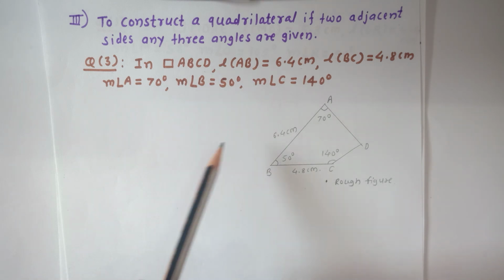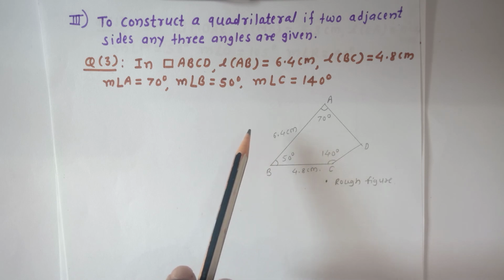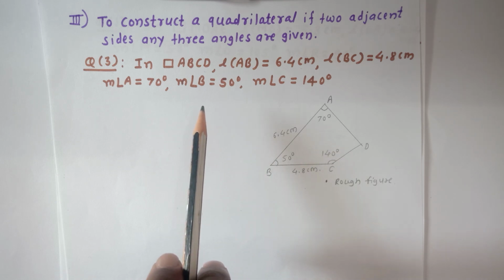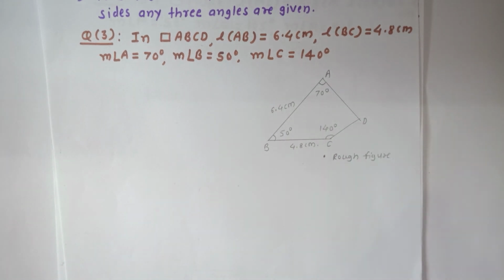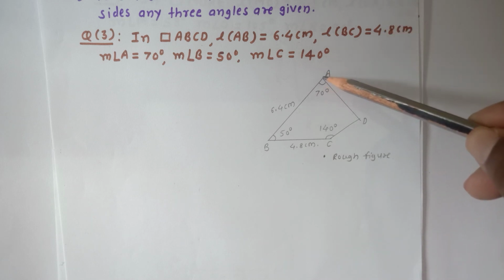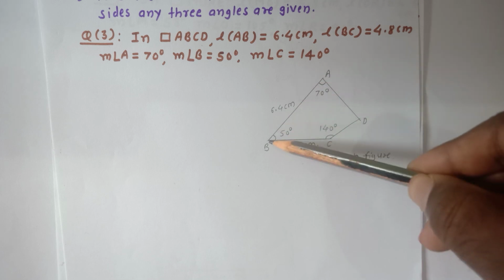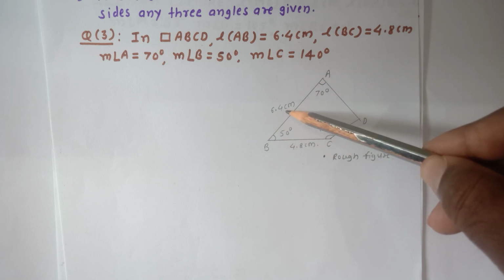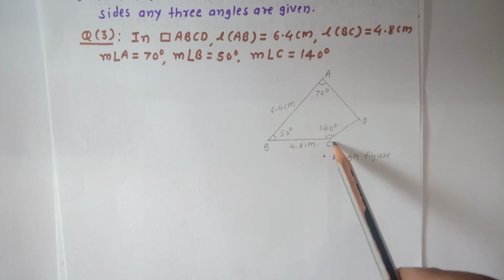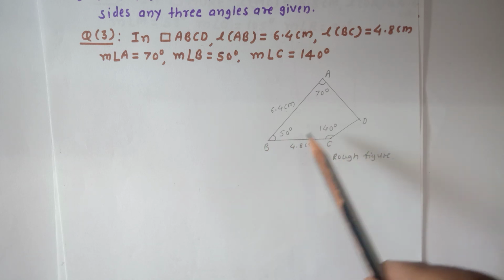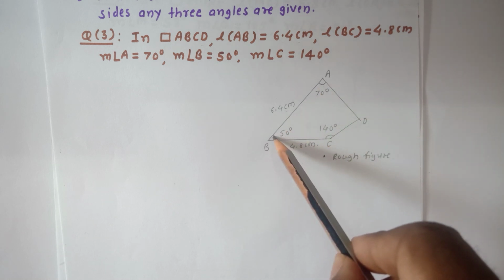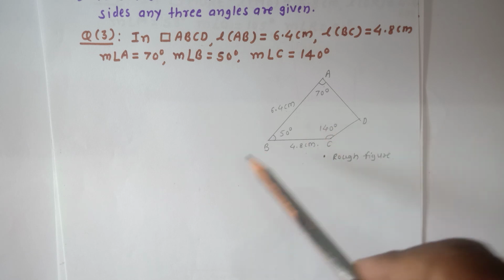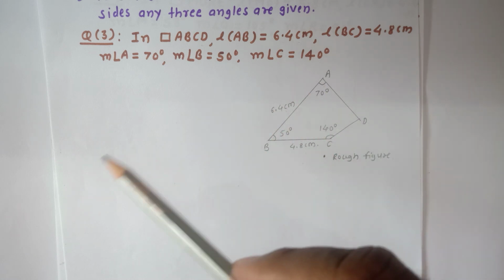In this example, we have given two adjacent sides and any three angles. At first, we have to draw the rough figure. Here is a rough figure. Now, in this we have given length of AB 6.4 centimeter, length of BC 4.8 centimeter, and then angle A 70 degree, angle B 50 degree, and angle C 140 degree. This is rough figure.